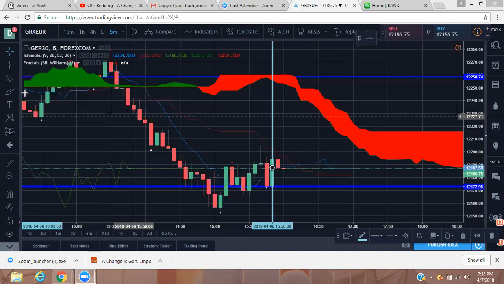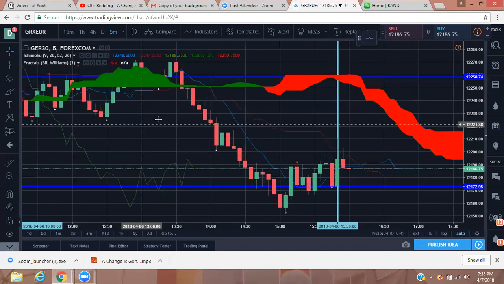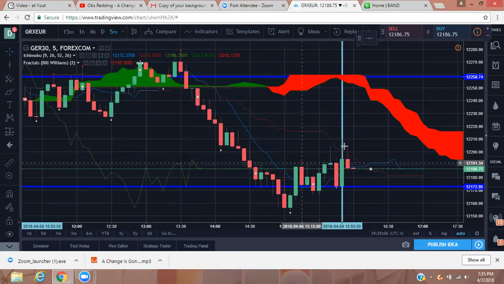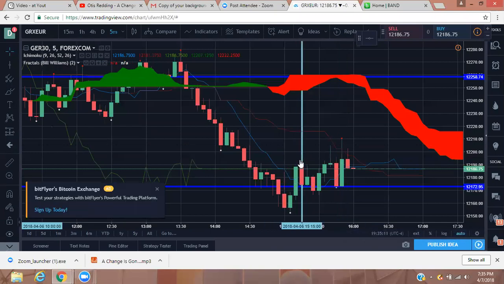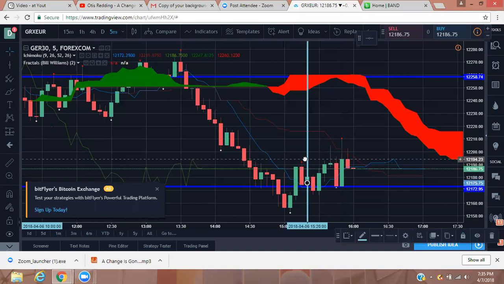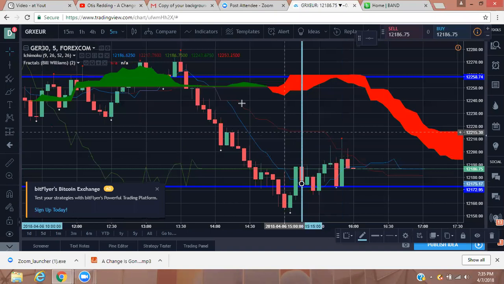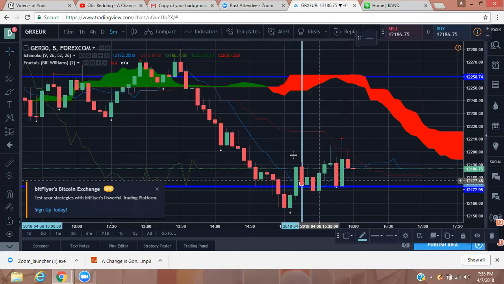So if I went right here where this candle is, I wouldn't place no buy stop right there, because if the fractal is right there, it doesn't meet my confirmation. It's not above the cloud for me to place a buy stop on that fractal, so I would place sell stops only.